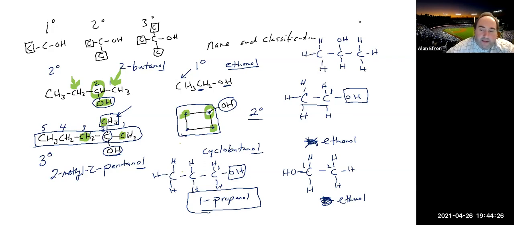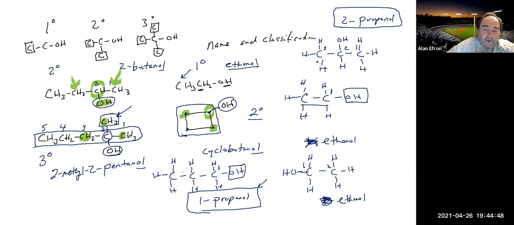This again would be propanol, but we number 1, 2, and 3. This is now 2-propanol. This guy and this guy down here are 2 different compounds, and it does make a difference where that OH group is located. You actually get 2 different ones.